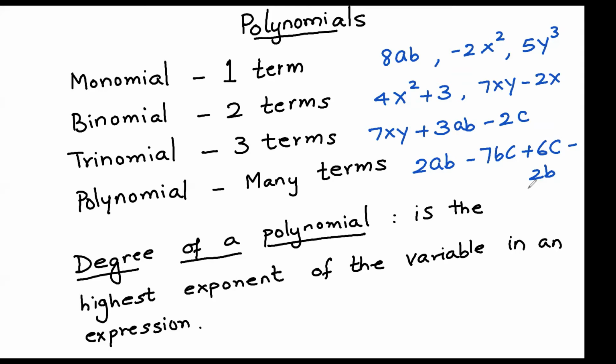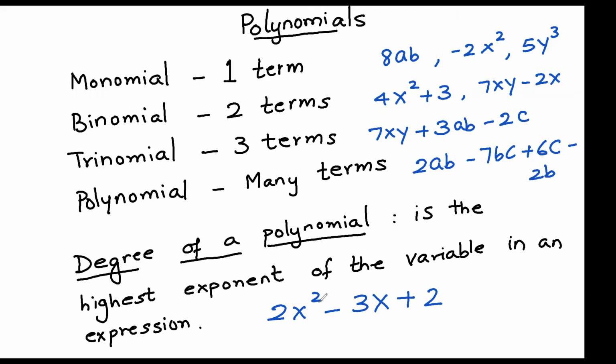The second thing is degree of a polynomial, right? So the degree of a polynomial is the highest exponent of a variable in a given expression. So when you look at an expression, for example, let's say you have an expression 2x squared minus 3x plus 2. The variable in this expression is x. We only have one variable in this expression. So we look at the exponent of that variable.